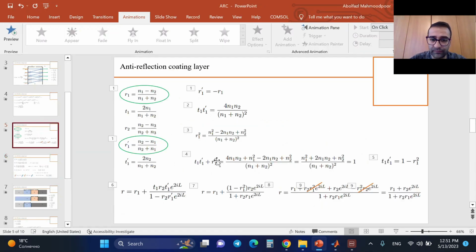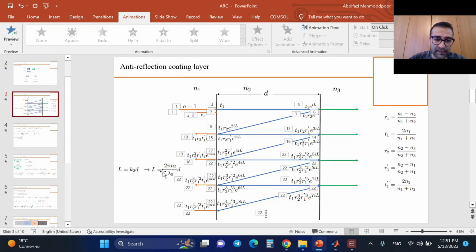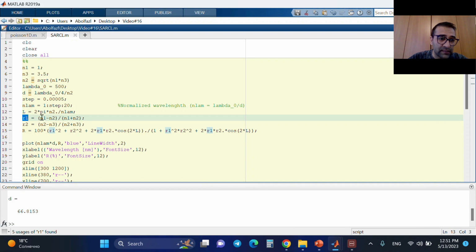Where is L? We have defined it here. This is L. I defined this normalized lambda as lambda naught divided by d. Therefore it will be 2 pi n2 divided by normalized lambda. And I defined R1, that is N1 minus N2 divided by N1 plus N2.